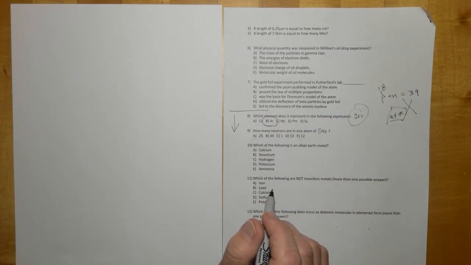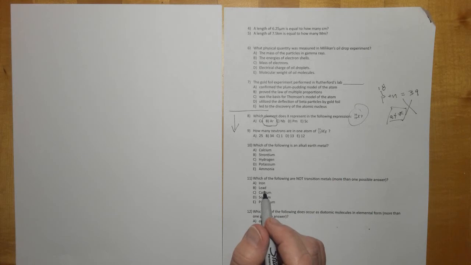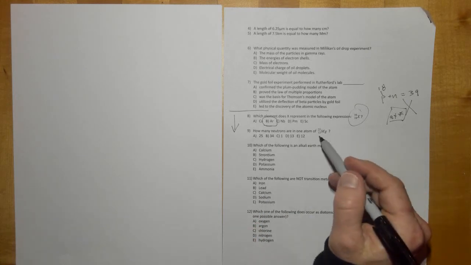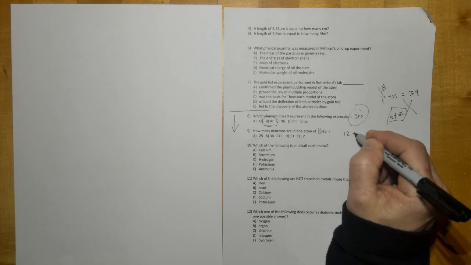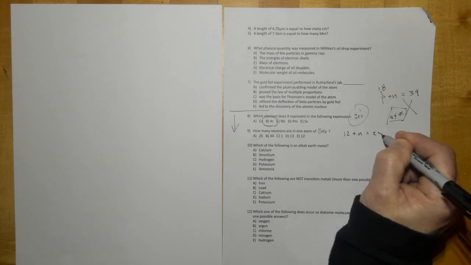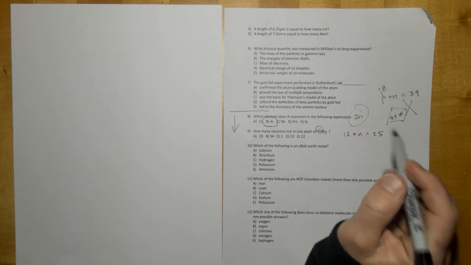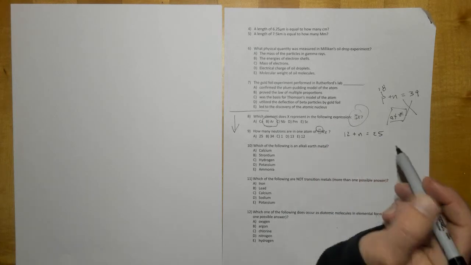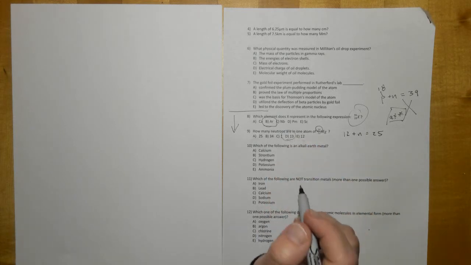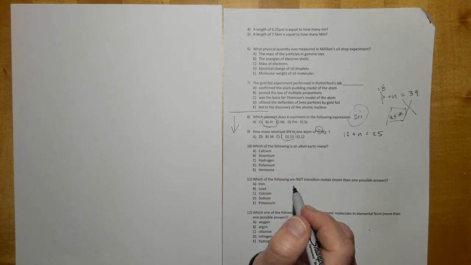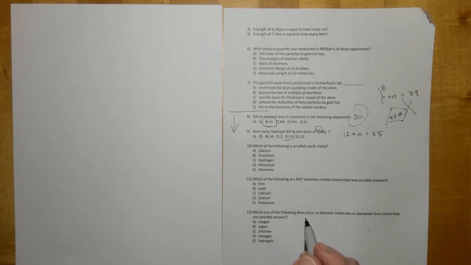Number 9. How many neutrons are in the element 25, magnesium? So you know that it's got 12 protons. The number of neutrons you don't know, and you know that it equals 25 because this number, as we just said, is what's called the mass number, and so 12 plus 13 is equal to 25. So letter D.